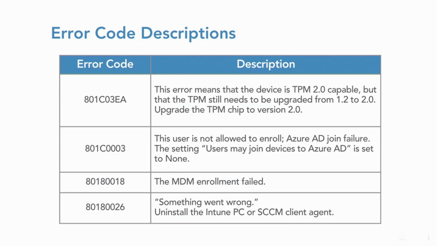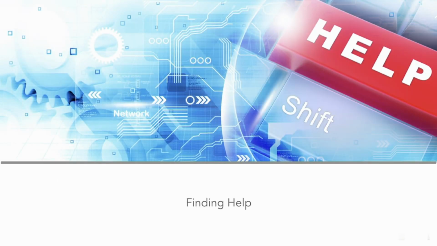For example, the first error code shows the device has a TPM chip. However, the TPM is an unsupported version, and therefore you'd need to upgrade the device to TPM 2.0 or later. The second error implies that the Azure AD configuration is a problem, and the third and fourth error codes provide only minimal information. Therefore, you'll need to investigate further by checking the log files, viewing registry entries, and by using the Event Tracing for Windows tool.